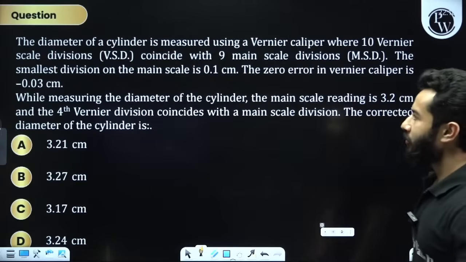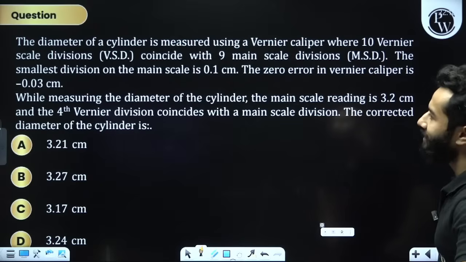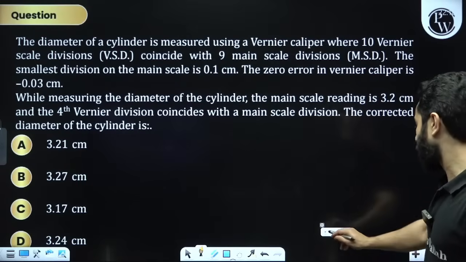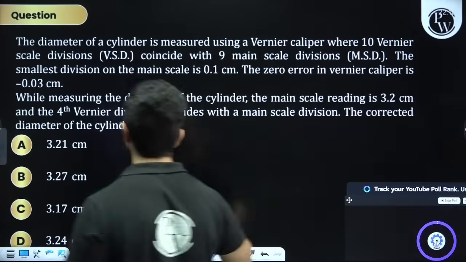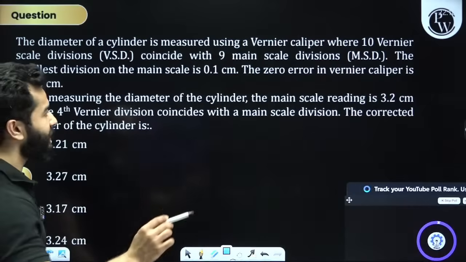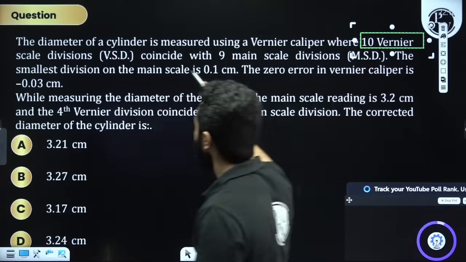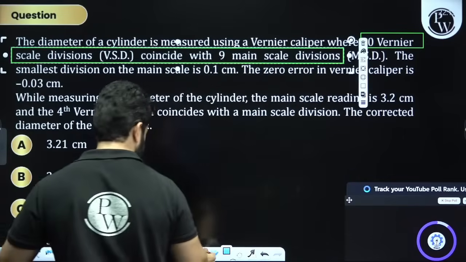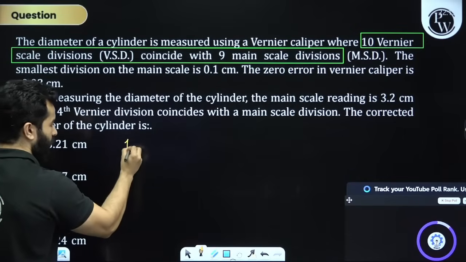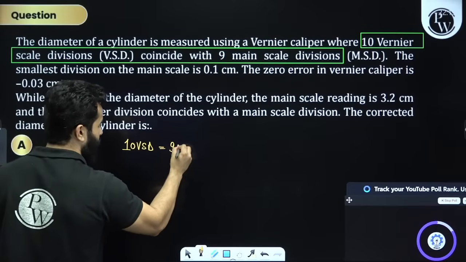The diameter of a cylinder is measured using a vernier caliper where 10 vernier scale divisions coincide with. Chalo, this is for your practice. Let's start. 90 seconds. I'm going to help you. They are saying that 10 VSD coincide with 9 MSD.